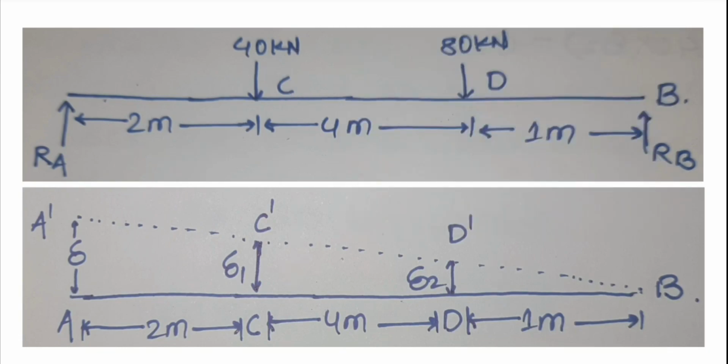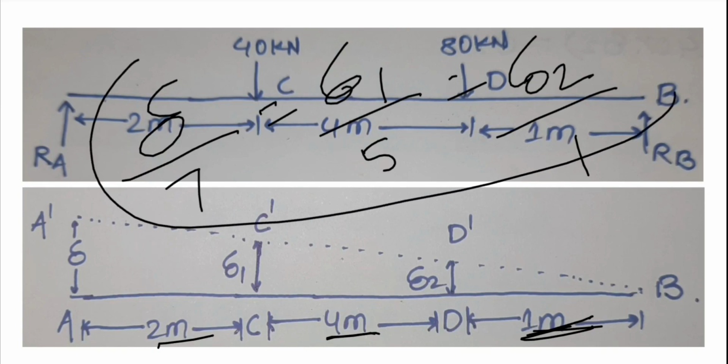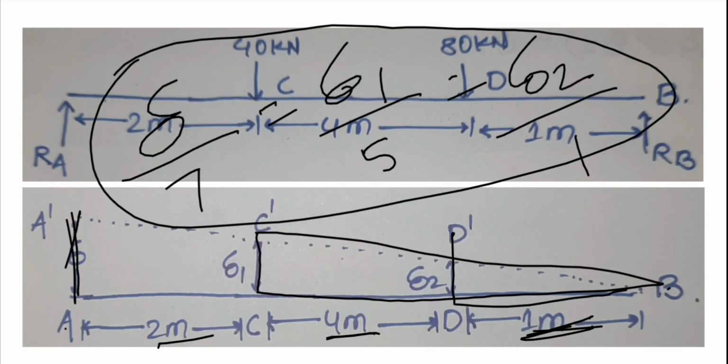Okay, so see here, we will take delta upon the total distance, that is 2 plus 4 plus 1, that is 7, equal to delta 1 upon 4 plus 1, that is 5, equal to delta 2 upon 1, as this distance is 1. We will take this equation from the similar triangle method. That is, this is the triangle A dash AB, this is the triangle C dash CB, and this is the triangle D dash DB.